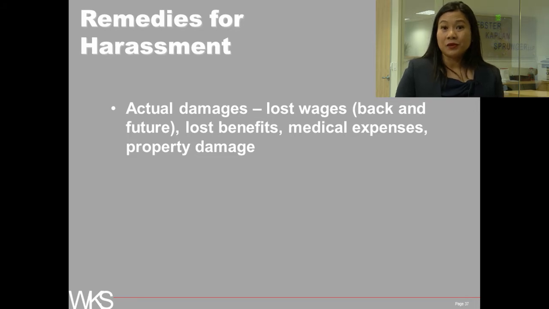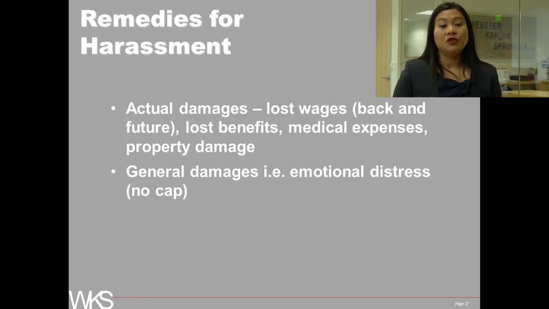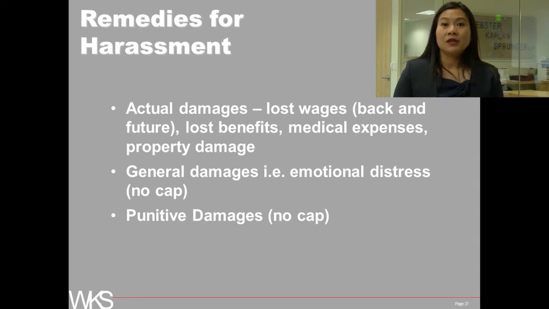Well, you can have actual damages that could be awarded by the jury. So that would be like lost wages, lost benefits, medical expenses, property damage. You can also have general damages such as emotional distress if the jury finds that the plaintiff had emotional distress. And you can have punitive damages, which is another layer of damages that a jury can impose to really punish the defendant or defendants for the bad acts they've committed if they've found liability. And lastly, a defendant could be liable for the attorney fees that the plaintiff has incurred.